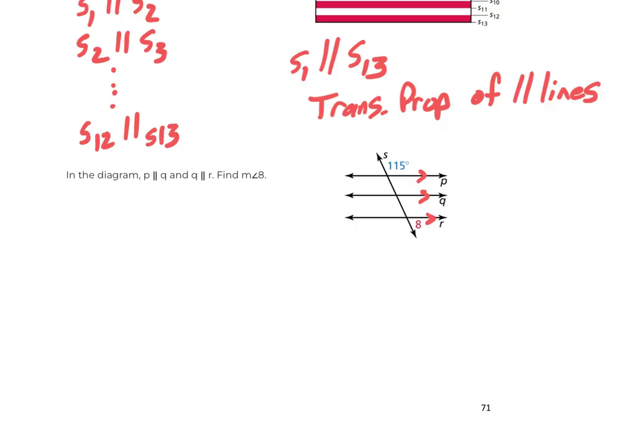If this is 115, what's this angle right here? Be careful. The one I pointed to was this one right here. 115, right? Because those two are corresponding angles. So if that is 115, then angle 8 would be 180 minus 115. So angle 8 would be 65 degrees.